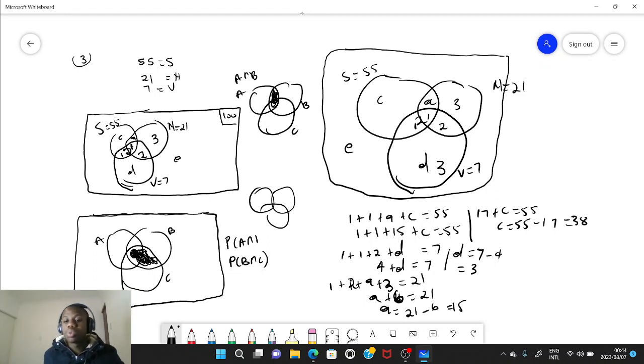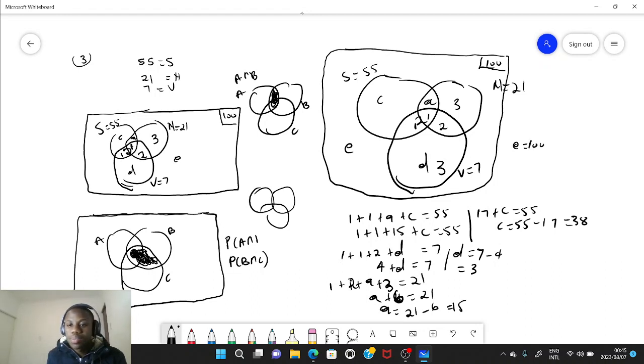Right, now we are left with E. How do we determine this E? We know that E is not included, so E is not within the circle, and we know that the sample size is 100. How do you determine E? For you to be able to determine E, you just simply take the sample space or sample size, and minus what's inside the circles. Not the total number of the circles. You minus what's inside the circles.